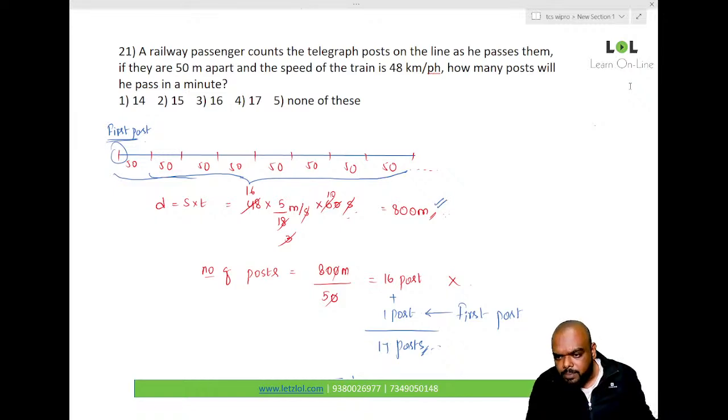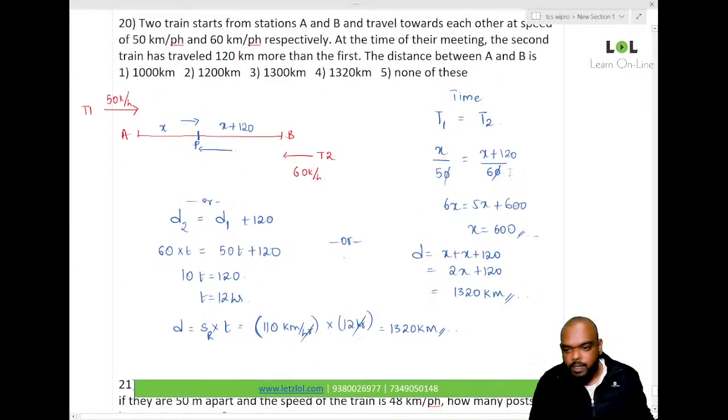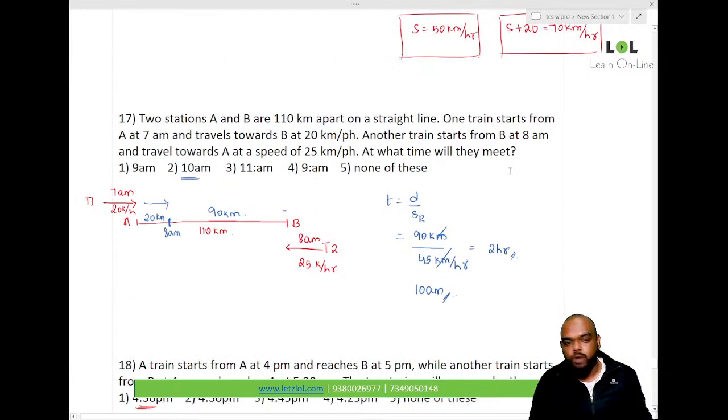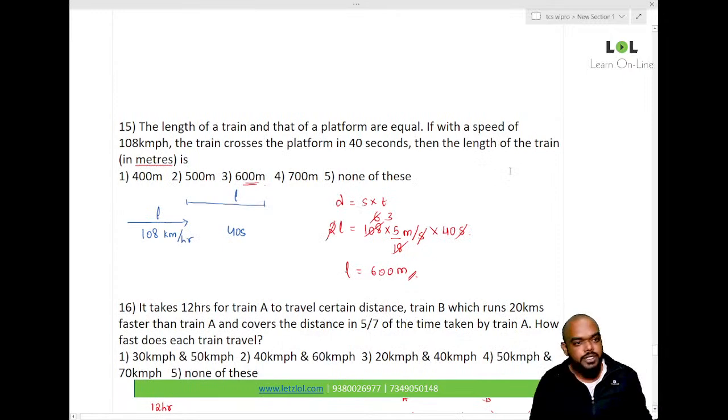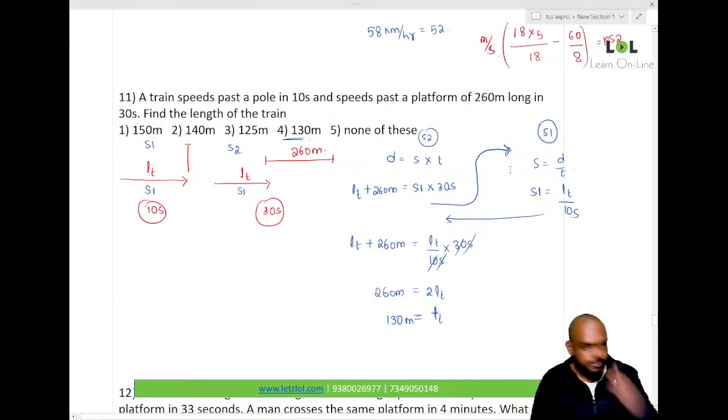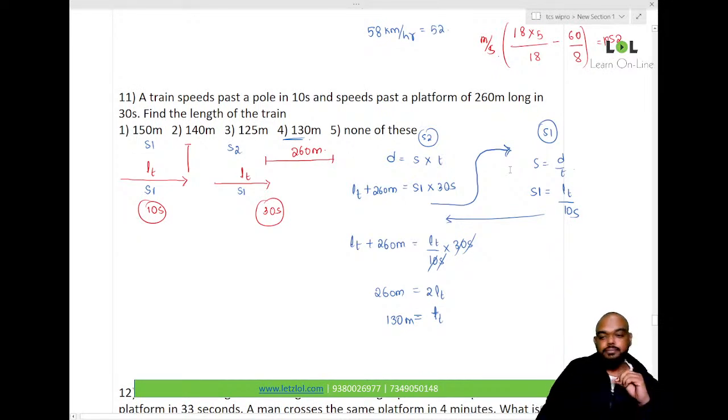11th question, alternate method. Arey yaar, I forgot one. One second, I will see. I have one question, but I'll ask tomorrow. Yes, it's okay. You can ask me now, not a problem. You can ask me, Yash, whatever it is. What was it, bhai, the 11th question? A train speeds past a pole in 10 seconds and speeds past a platform 260 meters long in 30 seconds. Find the length of the train.